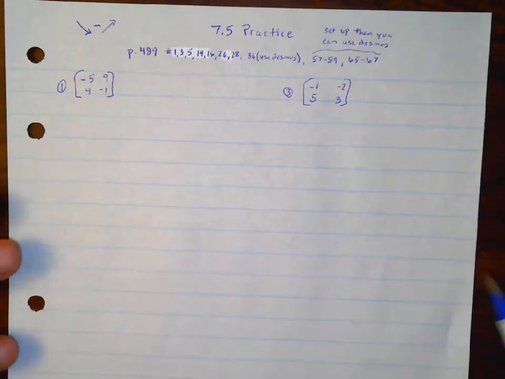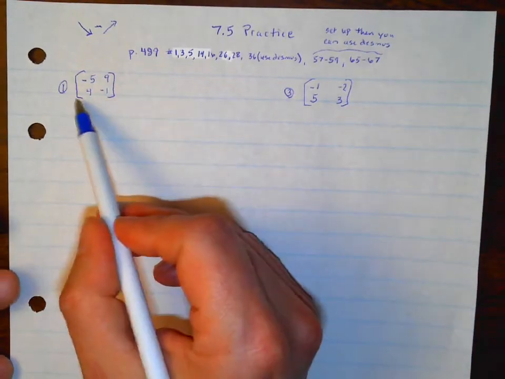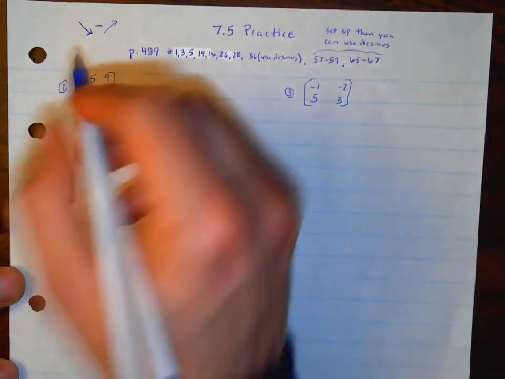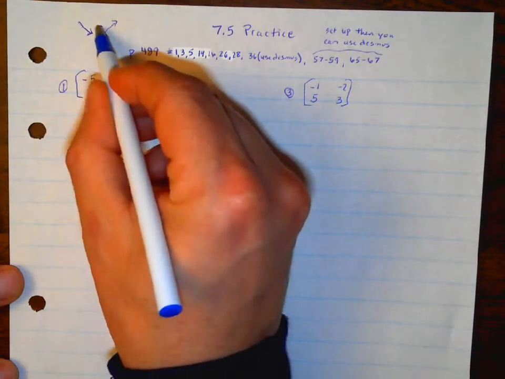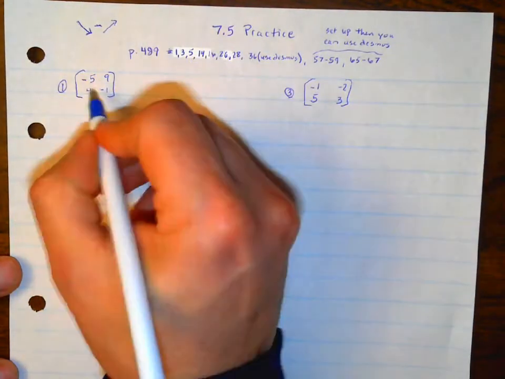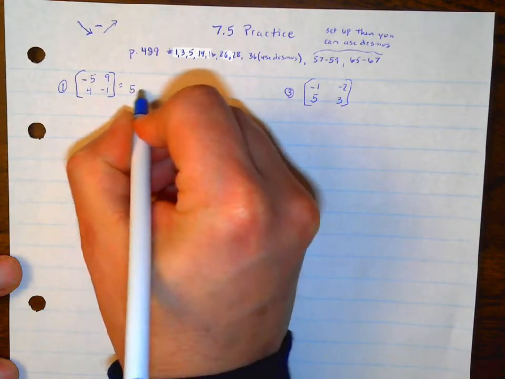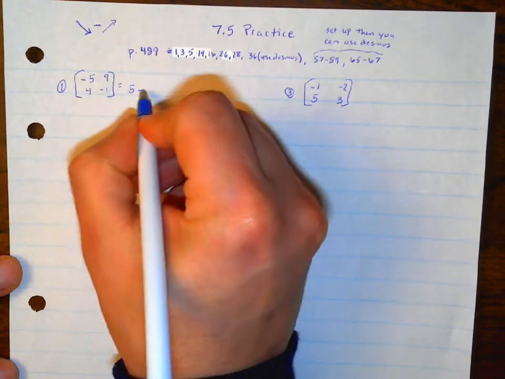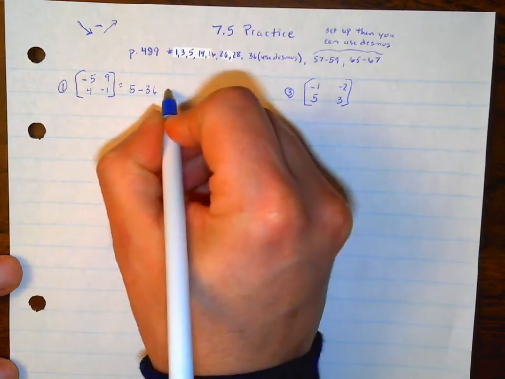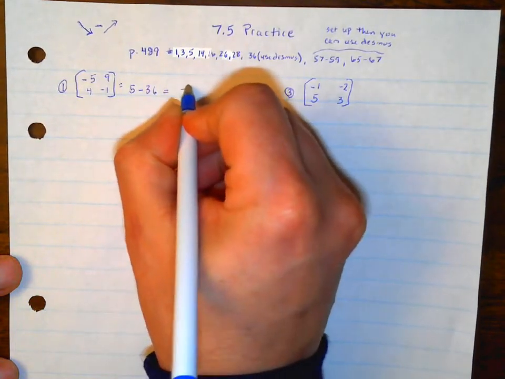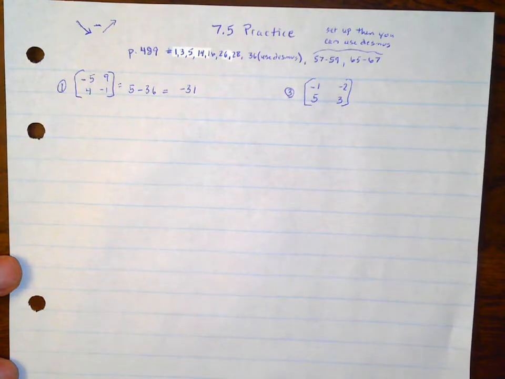This is a 7.5 practice. We're asked to find the determinant here. So remember, it's the ones going this way minus the ones going this way, right? So 5 times negative 1 would be negative 5, minus 4 times 9 is 36. That equals negative 41 would be the determinant.